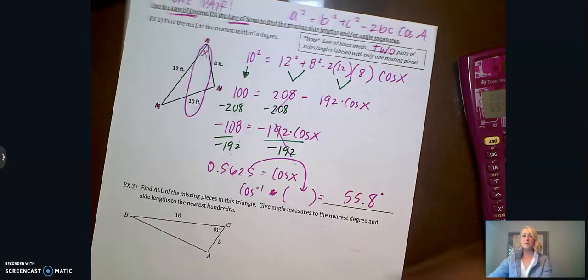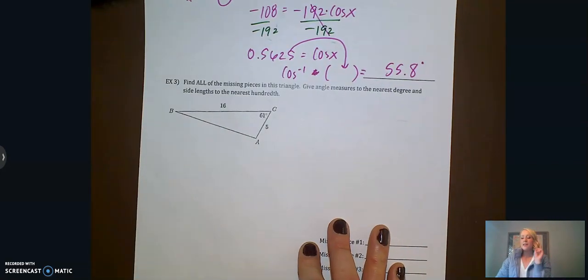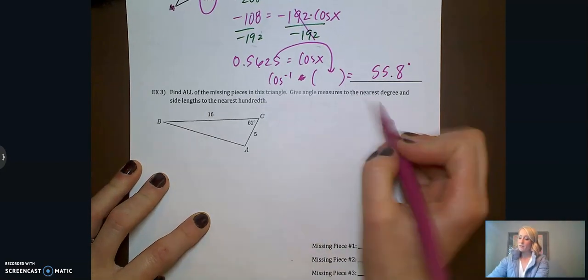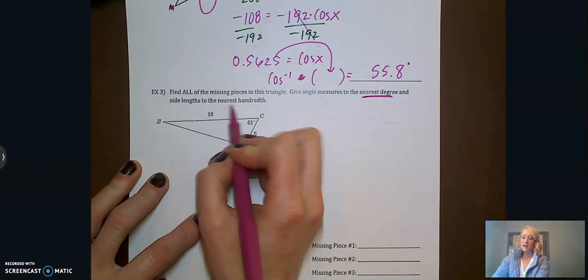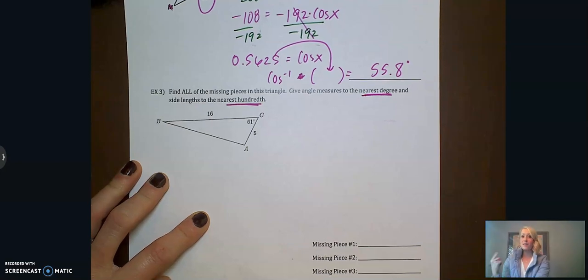Okay, lots of practice with the calculator work coming your way with this stuff. I know it's kind of a lot. Last example, they want me to find all the missing pieces. Angles to the nearest degree, that's whole number. Sides to the nearest hundredth, two decimal places. I've got to use my laws, find my pairs, figure out what I have to find first.